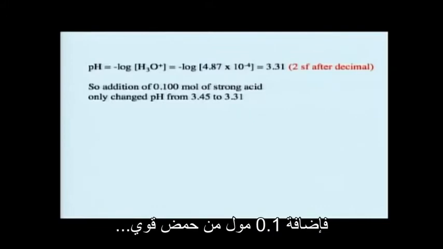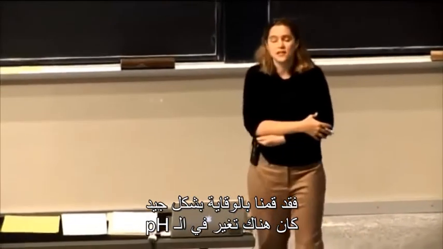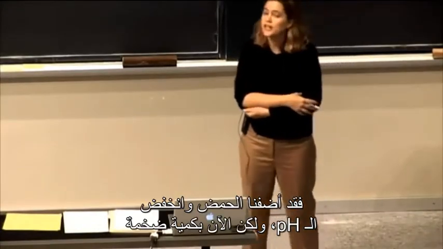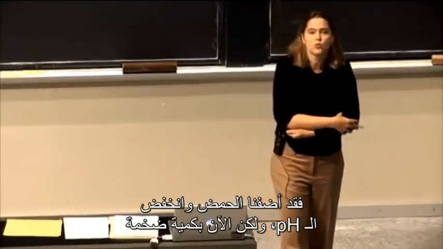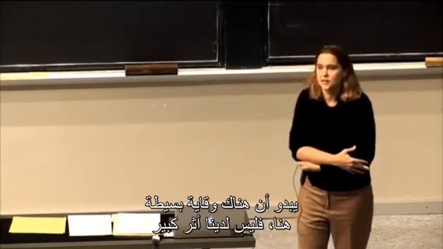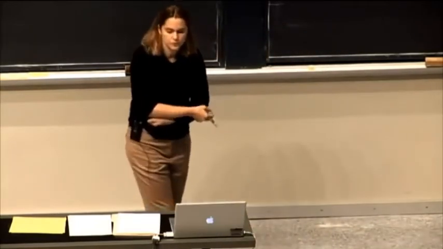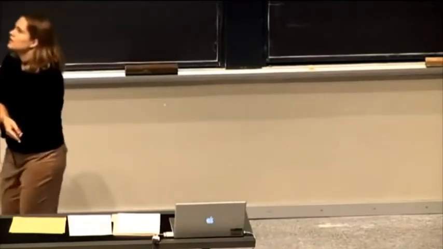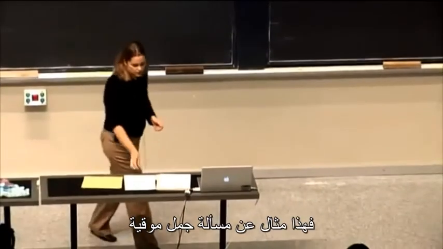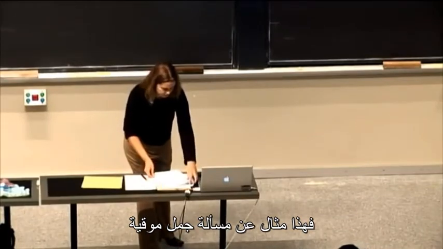So addition of 0.1 moles of a strong acid changed our pH from 3.45 to 3.31. So it buffered pretty well. There was a change in pH. We added acid, and the pH did go down, but not by an enormous amount. And that's because this turned out to be a pretty decent buffer here. So we didn't have a really huge effect. So that's an example of a buffer problem.